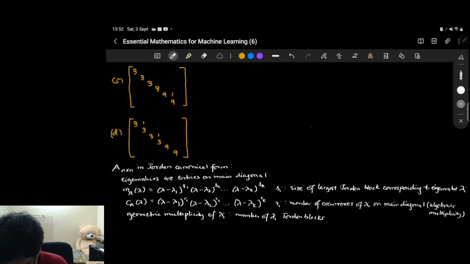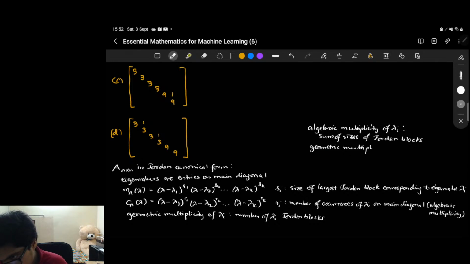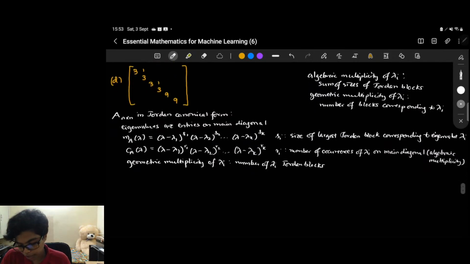And then we have some properties of algebraic and geometric multiplicity. So the algebraic multiplicity of lambda is the sum of sizes of Jordan blocks, and the geometric multiplicity of lambda i is the number of blocks corresponding to lambda.